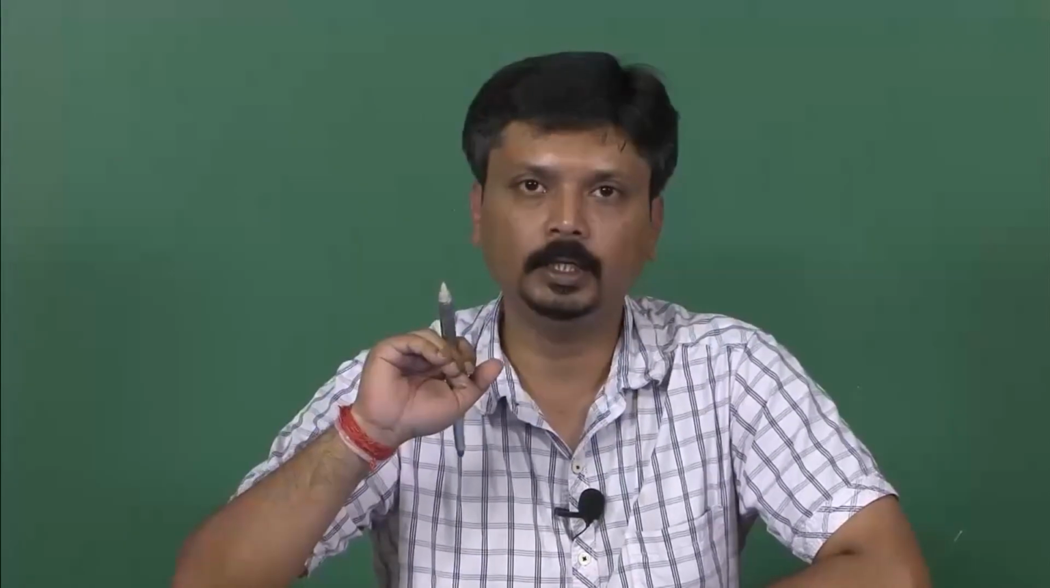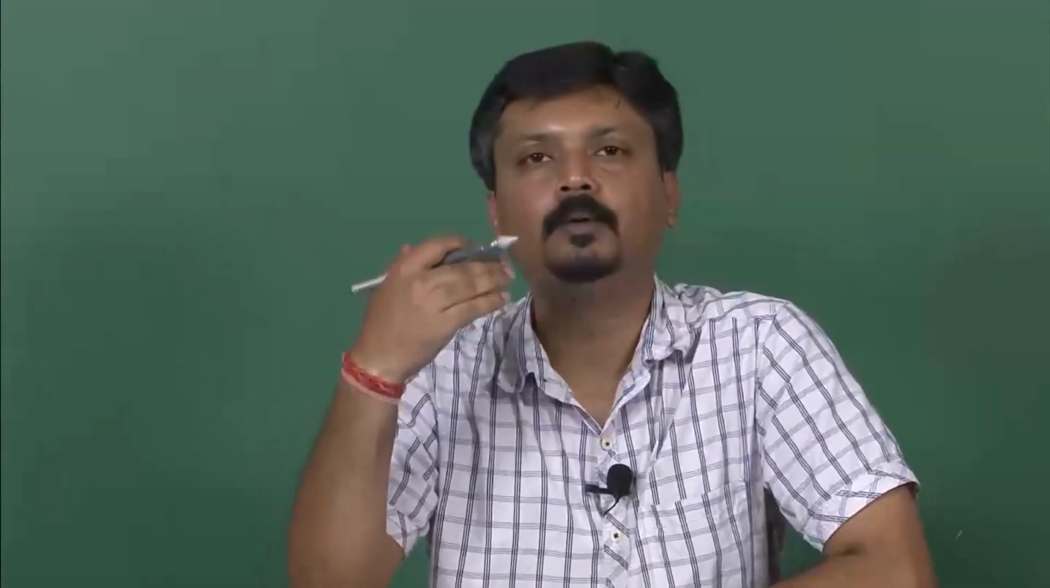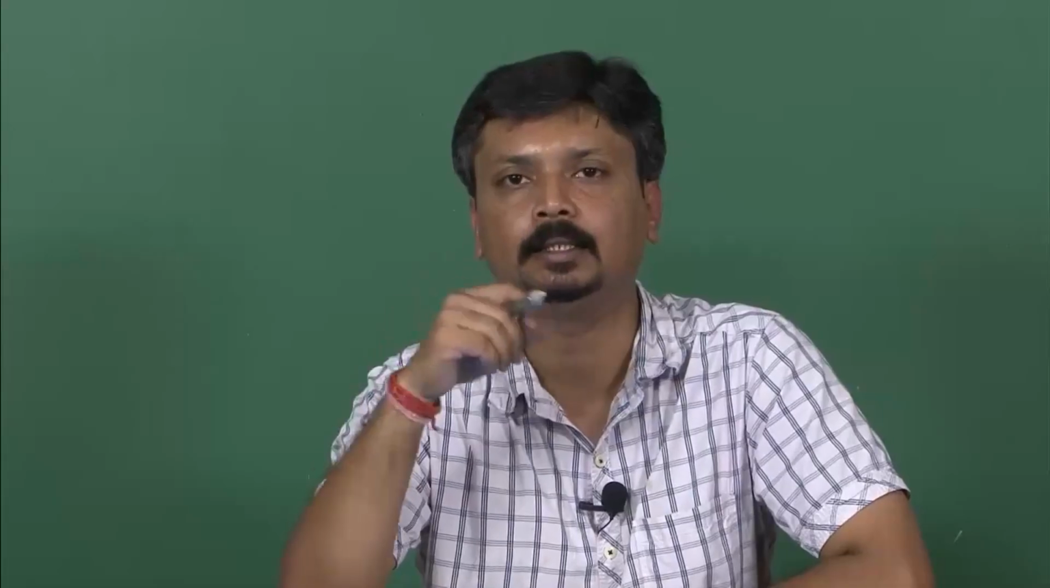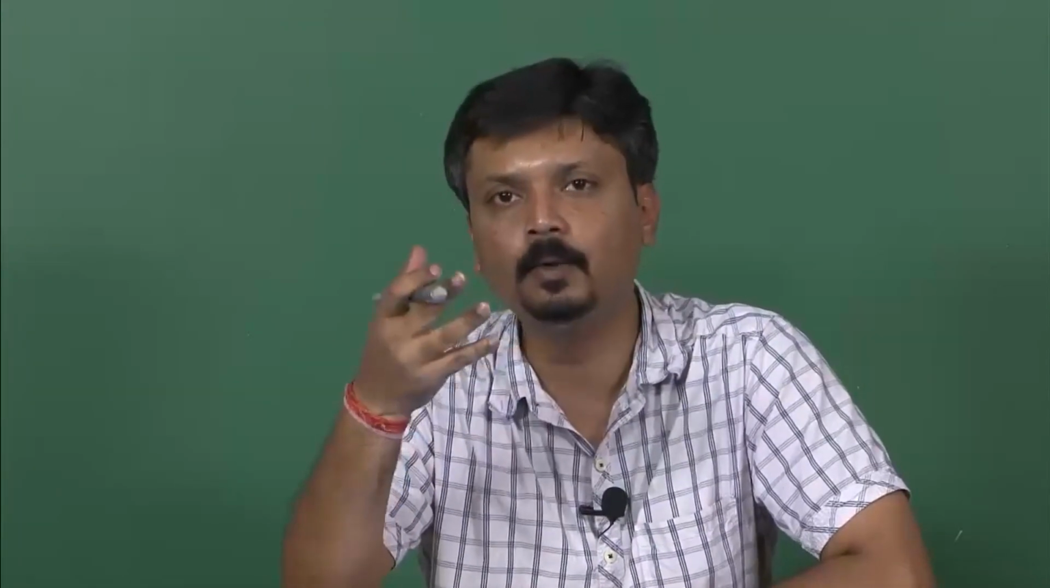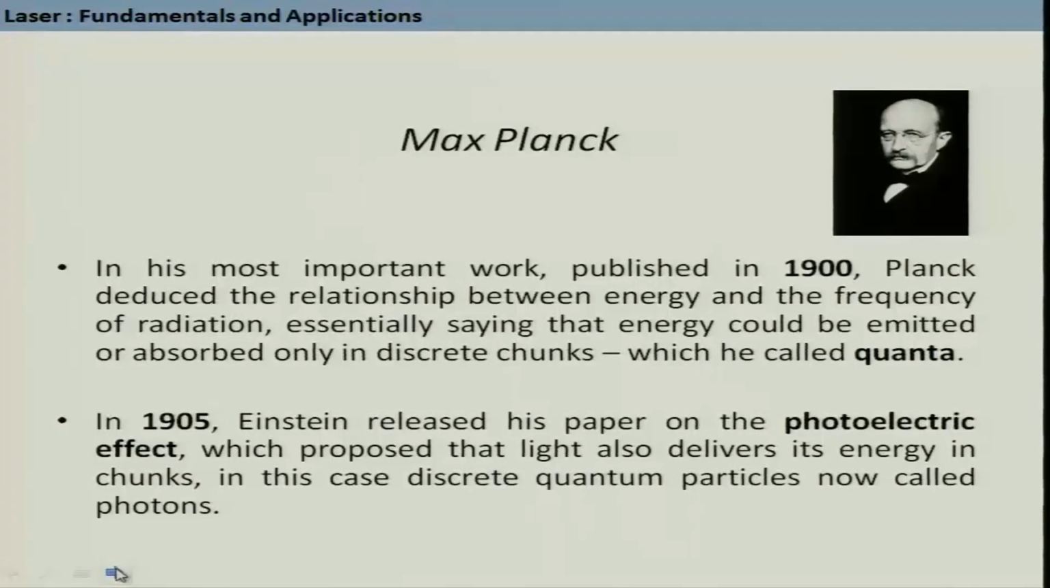By now you know that we need to know about stimulated emission. Then we can go to the laser action. So how did this effort of getting something like a laser start, when did it start? Let's have a look at that. Let's have a walk through the history of laser development. There are two people without whom nothing like laser or anything would be possible at all. They are Max Planck and Albert Einstein.